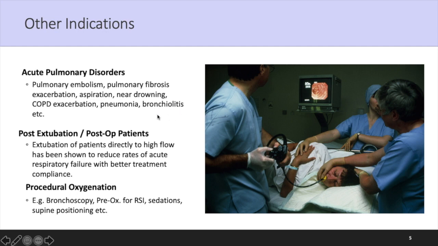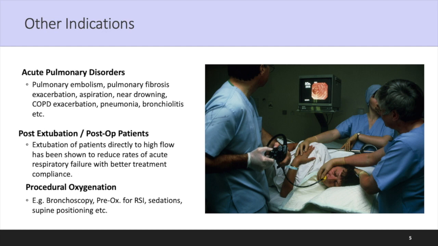Bronchiolitis is also another indication in children, but that's a whole different discussion. There's tons of pathways out there, but we'll primarily just talk about adults in this case. High flow nasal cannula is also huge in post-extubation patients, right? So anytime we're extubating that patient who is on higher PEEPs, higher FiO2s, we can possibly just stick them on a heated high flow nasal cannula after we extubate them.